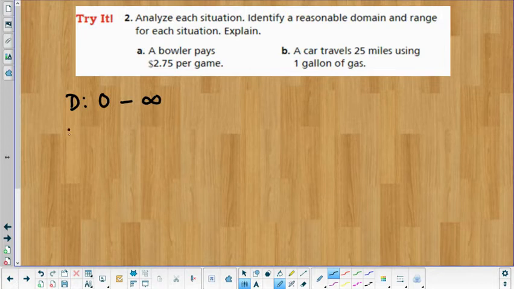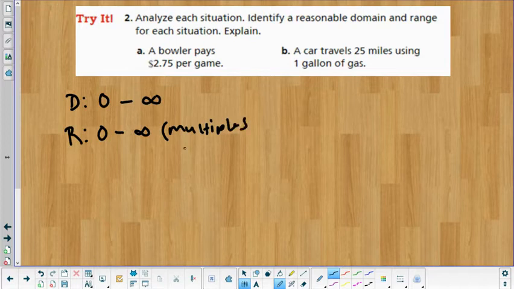Our range is the money. What's the smallest amount of money you could pay? Well, if you play 0 games, you're going to spend $0. And our highest point is also infinity, but it's going to be multiples of 2.75, right? Because that's how much each game would be. So it has to be increasing by 2.75 every single time.